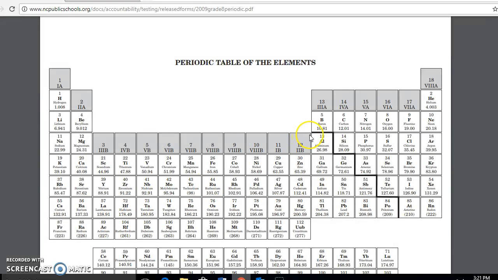If you look at this dark stair step right here, the elements along the line right here are known as metalloids. Boron, silicon, germanium, arsenic, antimony, tellurium, and astatine are all metalloids.